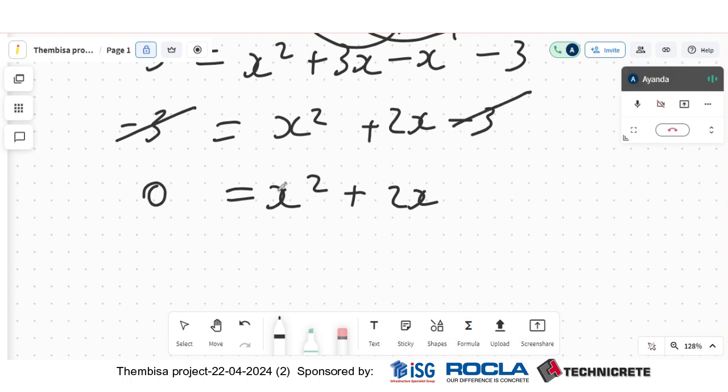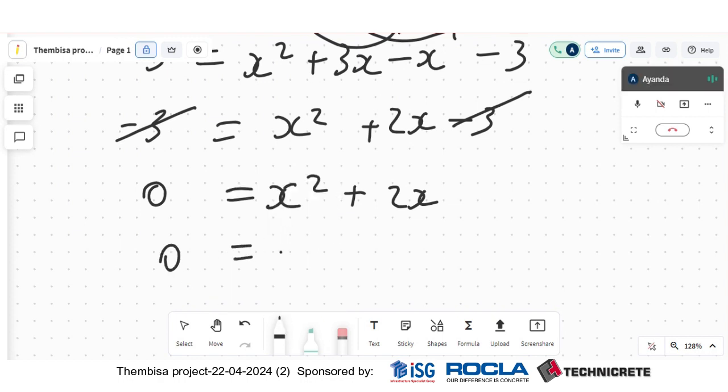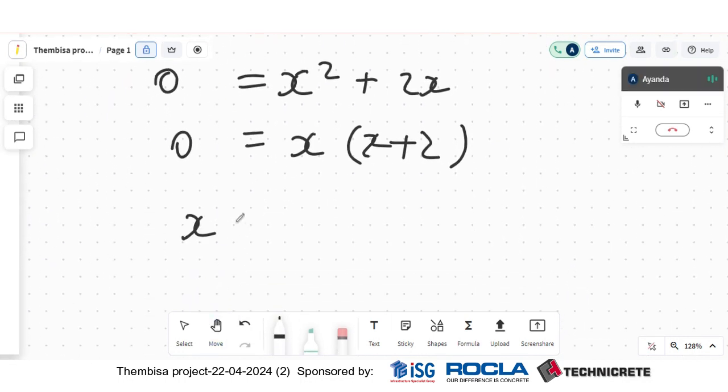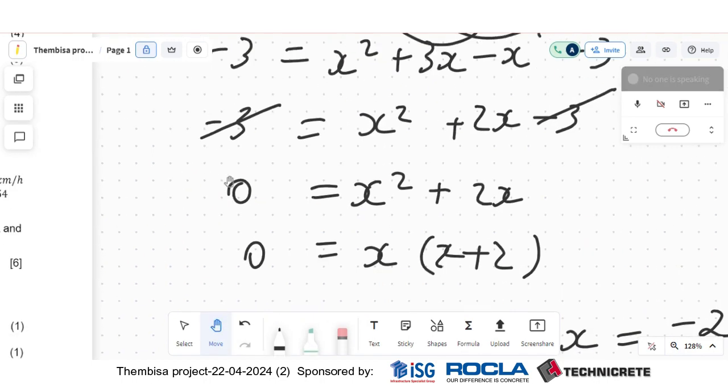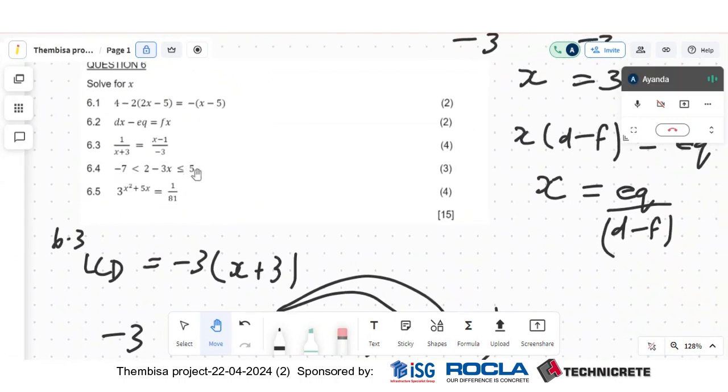So 0 is equal to x squared plus 2x. If we can take out a common factor here, we'll have x times x plus 2. So we have two options. X is either equal to 0 or x is equal to minus 2 from our bracket over here. That's it for 6.3. 6.4, we have an inequality.